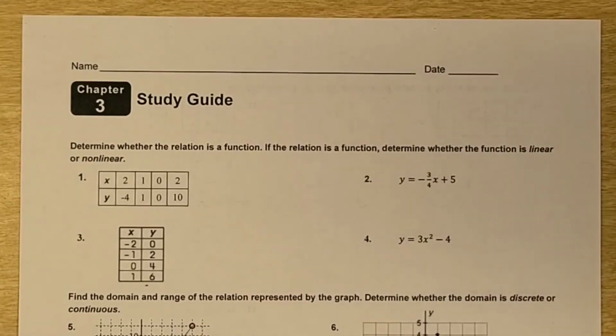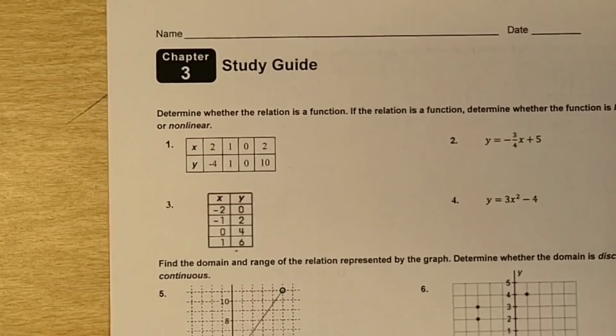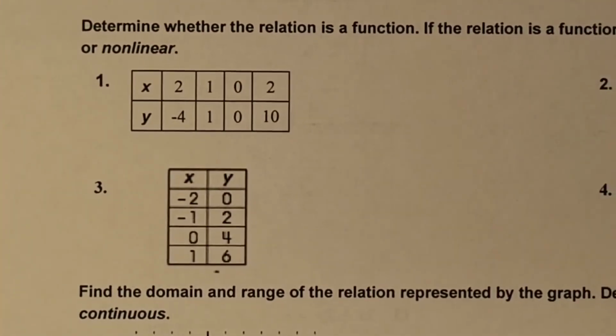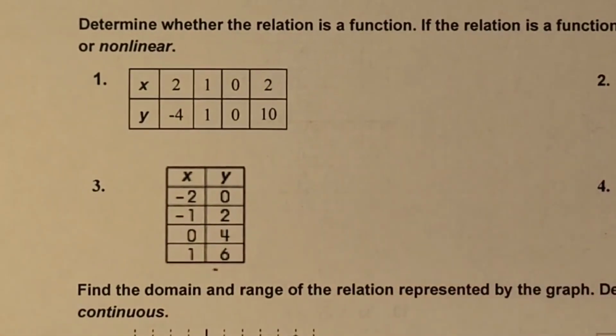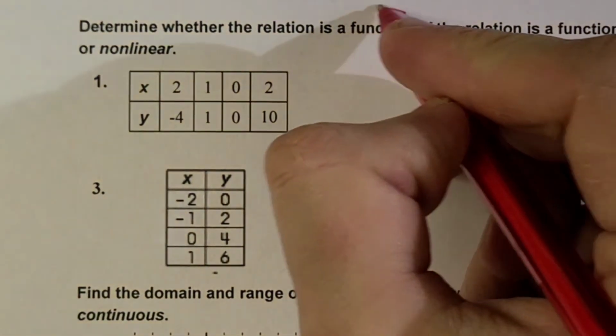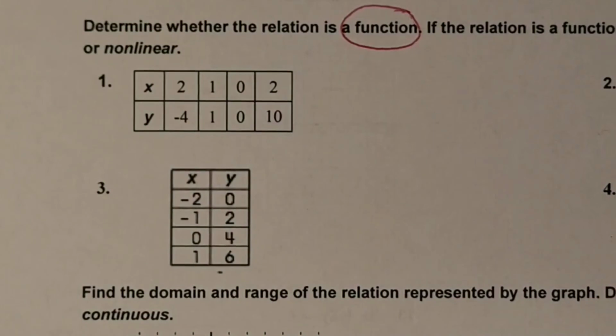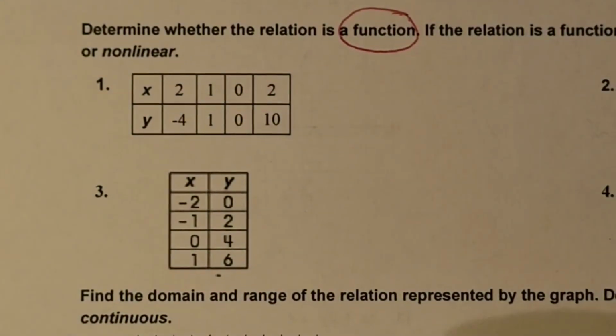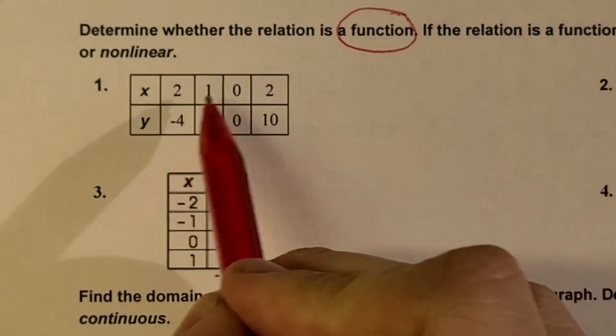Alright, Algebra 1 people, this is your Chapter 3 study guide. Start with number 1. For all of these, you were supposed to answer one, if not two questions. The first question was, is it a function? And then if it's a function, you had to tell me if it's linear. So we're going to start right here.